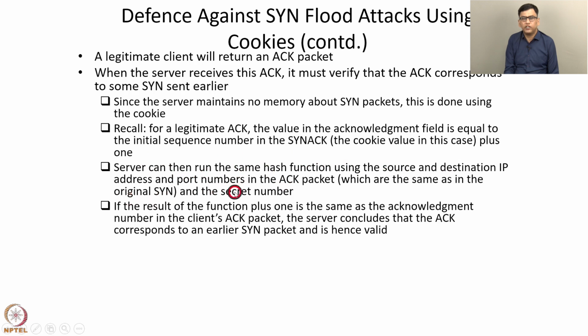So if the result of this function plus 1 is the same as the acknowledgement number in the client's ACK packet, then the server concludes that the ACK corresponds to an earlier SYN packet, and hence the ACK is valid. This informs the server that the cookie value that it had sent earlier has reached the client, and the client has sent an acknowledgement in response to the received cookie value. So the client is a legitimate client. It wants to actually set up a TCP connection and not just attack the victim by sending a lot of bogus SYN packets.